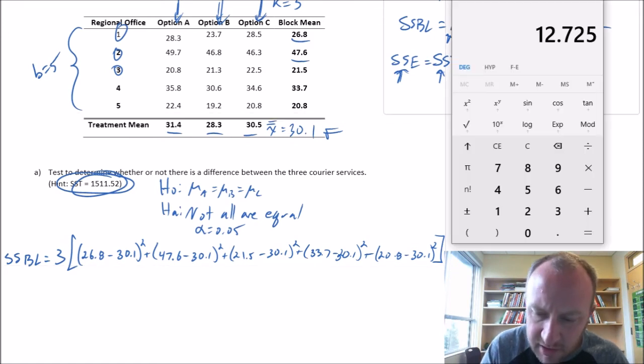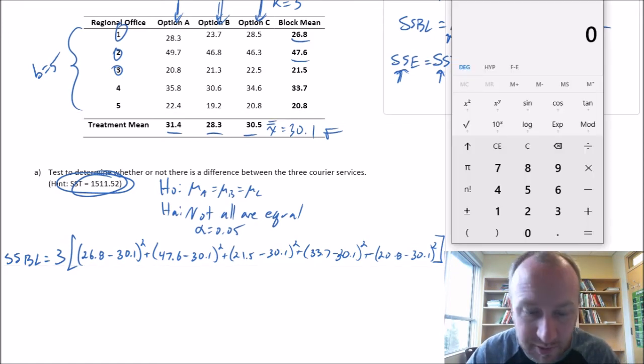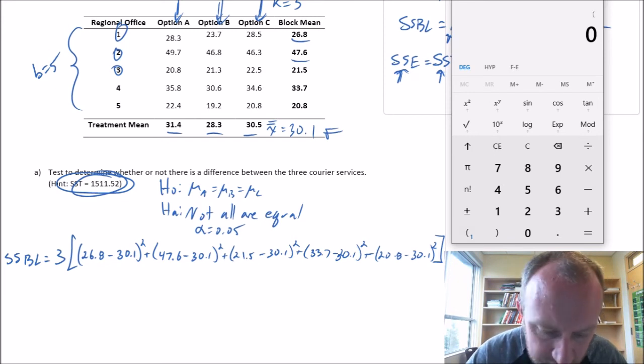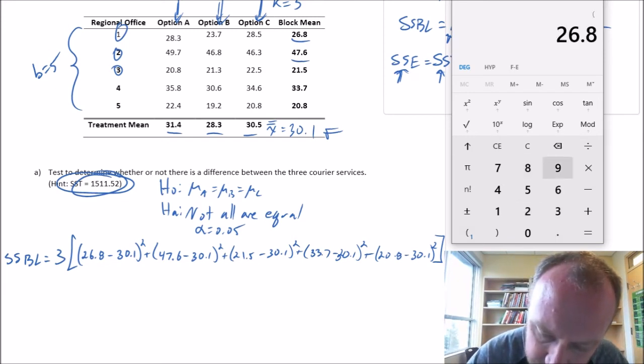Okay, let's get that calculator. This one might take a little while. Fast forward again if you want. I don't blame you. Okay, 26.8. 47.6.